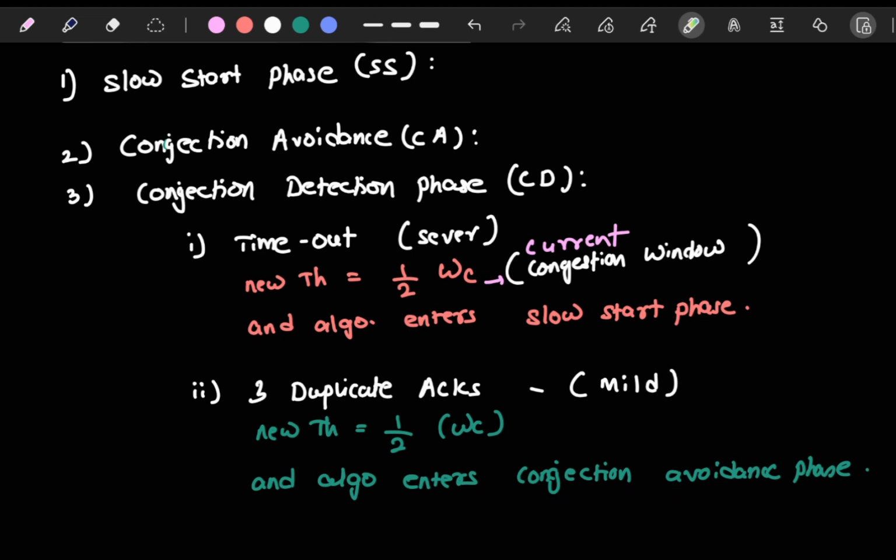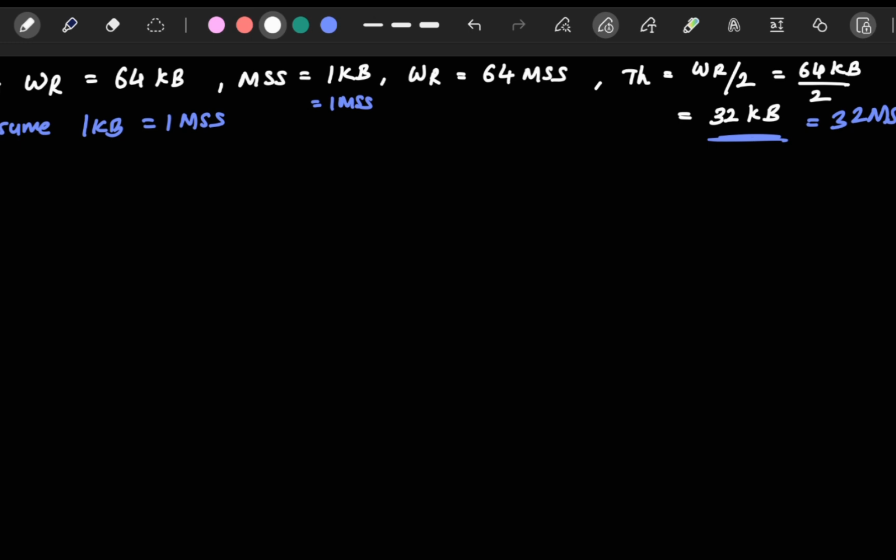Now we will solve one problem. With that you will understand very properly. Let us assume this is our question: we have receiver window size as 64 KB, MSS as 1 KB. I told you that whenever we have something in KB, we will assume 1 KB equals 1 MSS, and convert everything into MSS. So the receiver window size is 64 MSS. Then we calculate the threshold at the beginning. The threshold would be receiver window size divided by 2, which is 32 KB, that is 32 MSS.